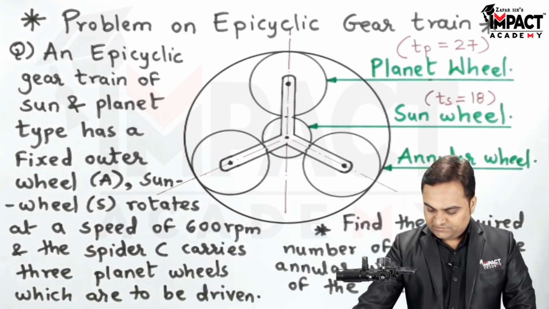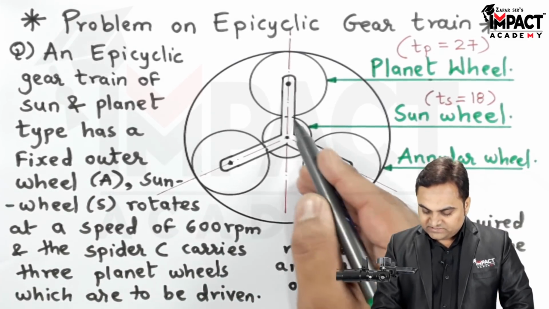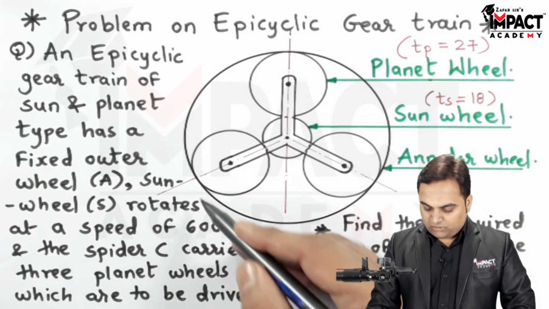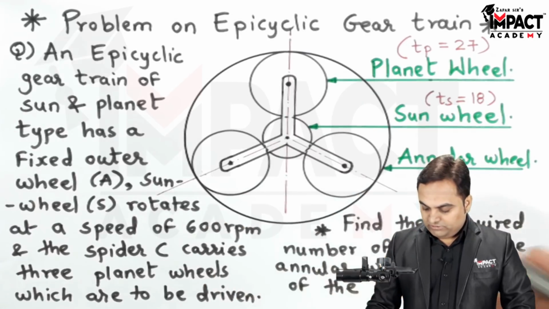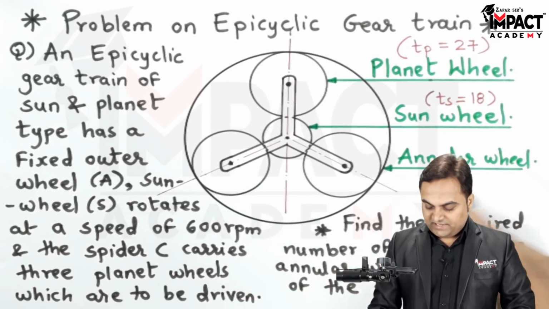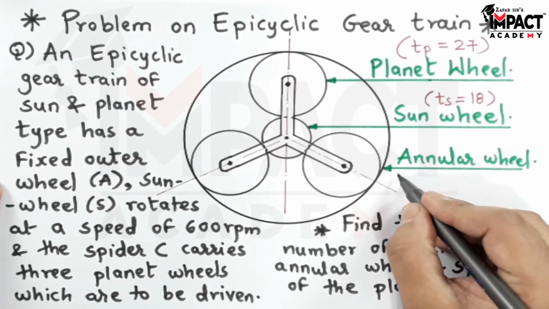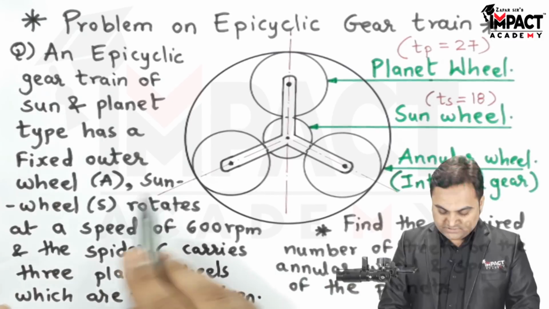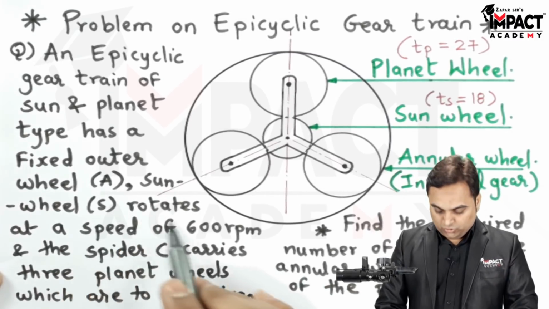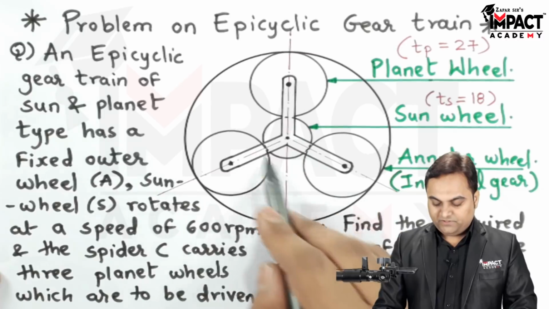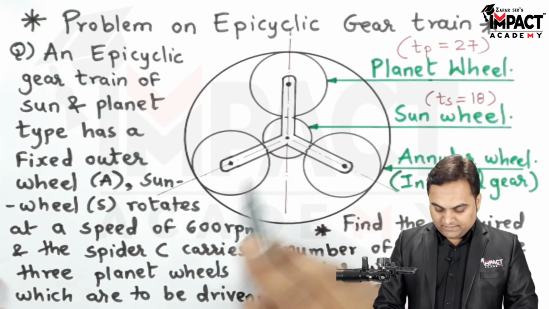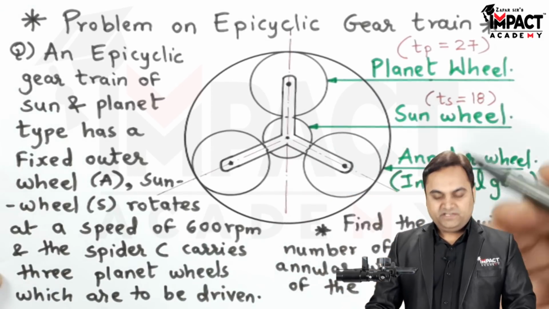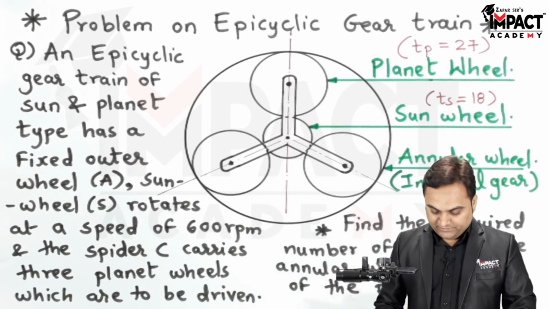So the meaning of it is here we have a sun wheel or sun gear at the center. Then there is an outer wheel or the bigger wheel, also called as the annular wheel. This is an internal gear. Then the sun wheel rotates at a speed of 600 rpm. The speed of the sun wheel is given, and the rotation direction, if not specified, we can take it as clockwise direction, that is the sun is rotating in a clockwise manner.